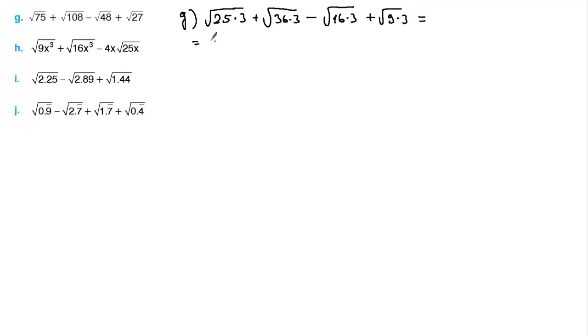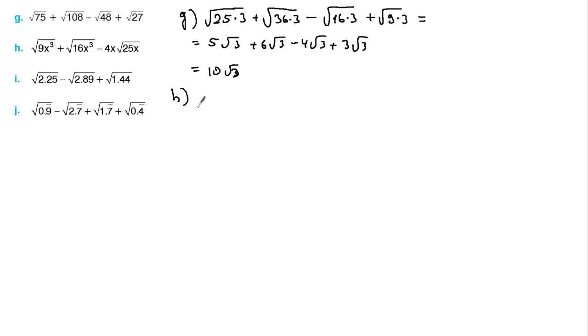All right, let's continue. So this would be 5 root of 3 plus 6 root of 3 minus 4 root of 3 plus 3 root of 3, which will make 5 and 6, 11, and 4, that's 14, minus 4, 10 root of 3. Under H, well, we can perform pretty much the same operations here as well.